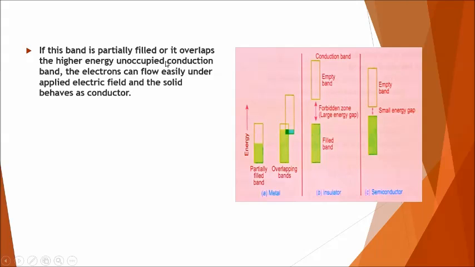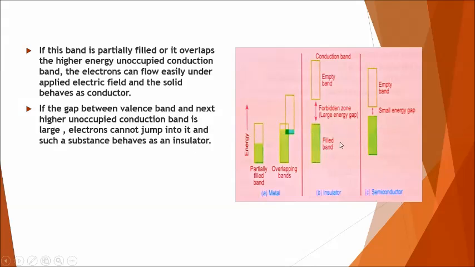If this band is partially filled or it overlaps the higher energy unoccupied conduction band, the electrons can easily flow under the electric field, or they can just move from one to another. So it behaves as a conductor. You can see the diagram where the first one is a partially filled band, and in the second one you can see the higher energy level overlapping the other one. So in this case also, the electrons can easily pass through. So it is acting as a conductor, and metals are good conductors.